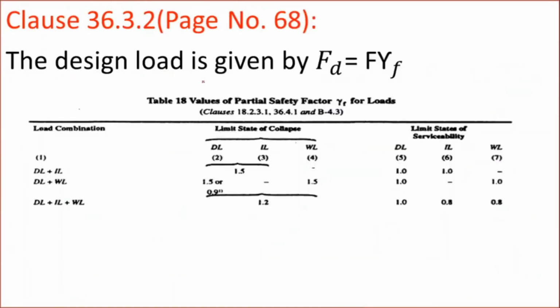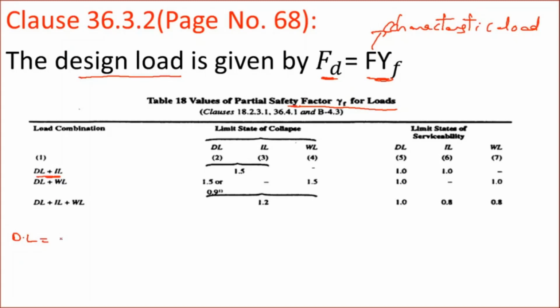So next one is the design load. This design load is given by Fd equal to F into gamma F. What is F here? F is the characteristic load. If you multiply this characteristic load with the partial factor of safety for the loads, then you will get the design load. That means already you know the dead load and imposed load. Suppose dead load is 200 units, let us say, imposed load is 100 units and wind load is 150 units. Like this they are.